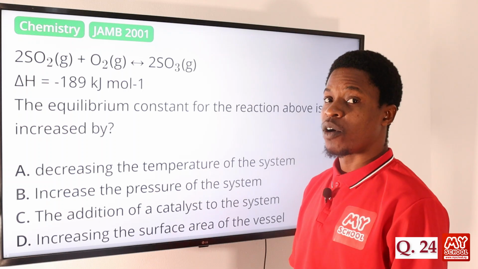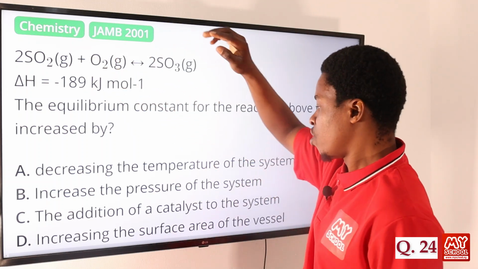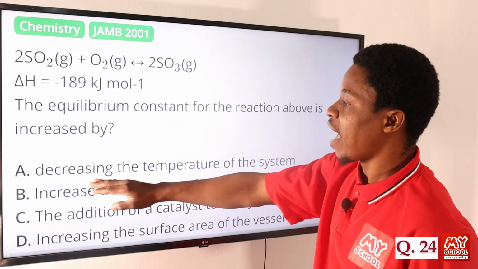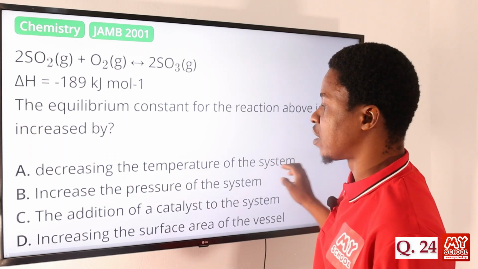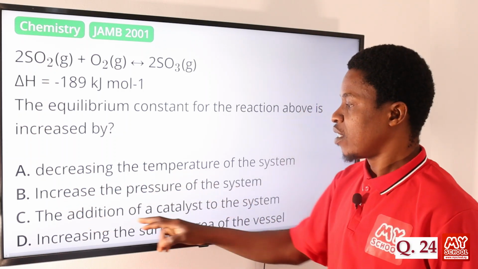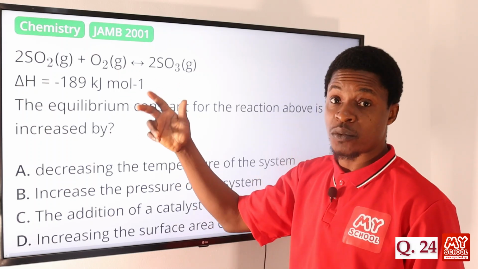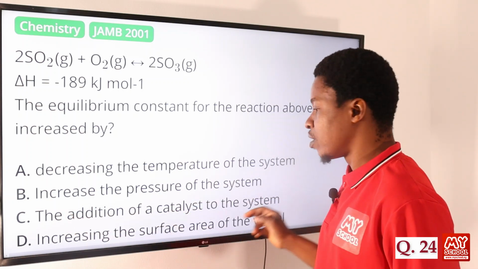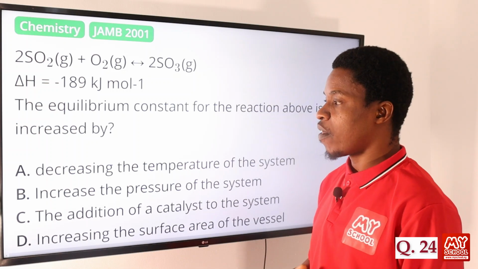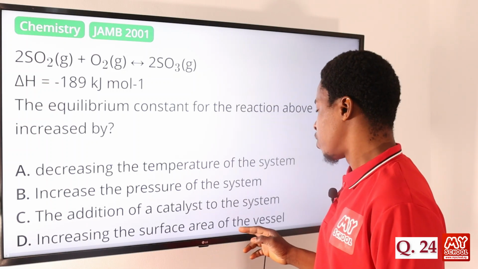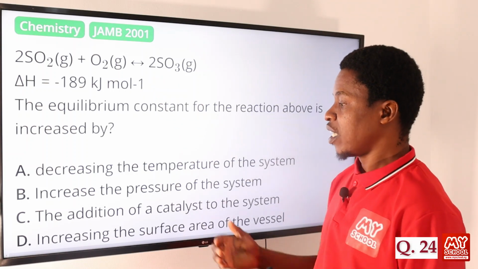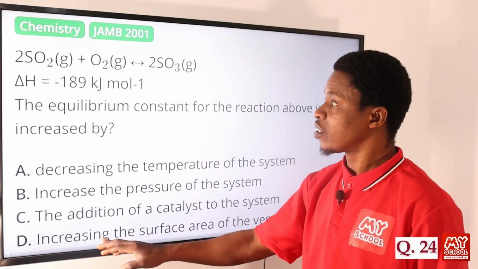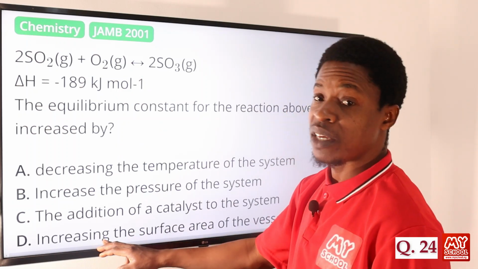Is it to increase the pressure? Of course, for the pressure, it has nothing to do with this, even though it is gaseous. In the options, option A says decreasing the temperature of the system, increasing the pressure of the system. Pressure also affects the rate. The addition of a catalyst to the system, increasing the surface area of the vessel. Increasing the surface area of the vessel does not affect it because all of them are in gaseous states. So this will not increase the equilibrium constant.